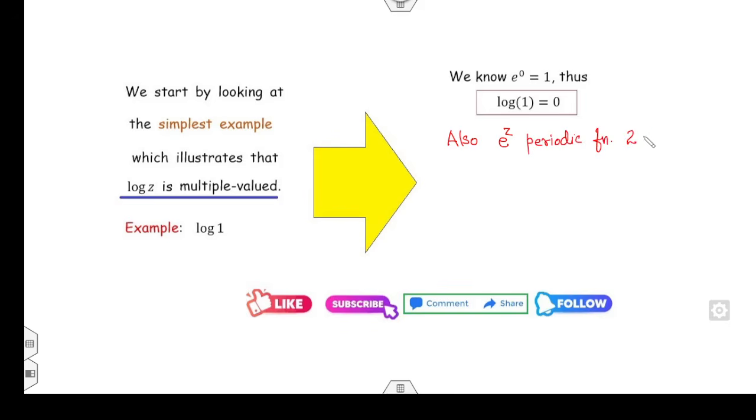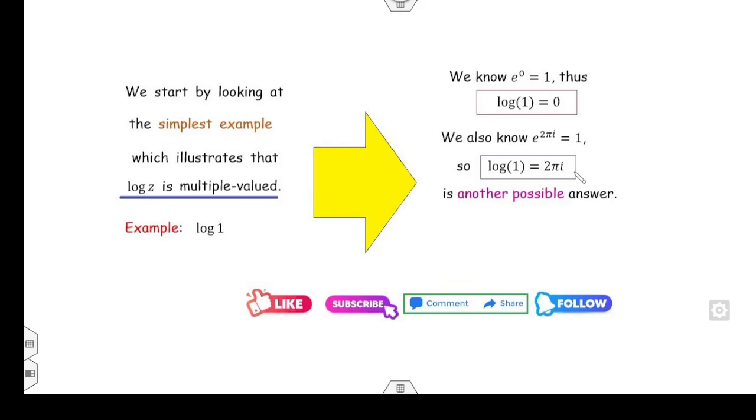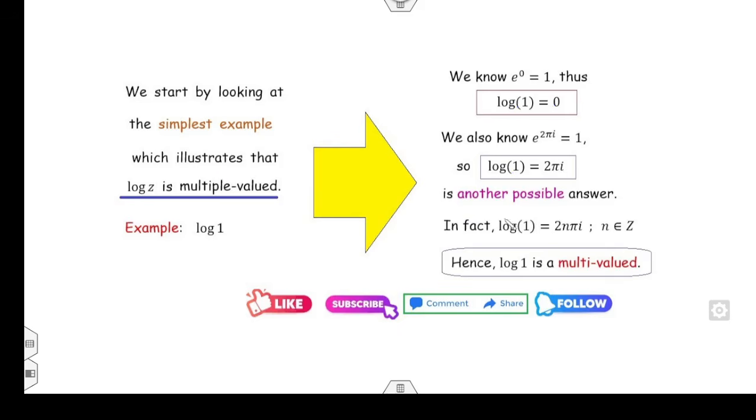Fine. What is the period of 2 pi iota or 2n pi iota? I can say 2n pi iota is also 1. That means log of 1 is equal to 2n pi. Fine. And 2n pi iota. What conclusion do you get from these two points? Log of 1 is 0, log of 1 is 2n pi iota. That means log of 1 is a multi-valued function. Fine. So in general, we can say log of z is a multi-valued function.